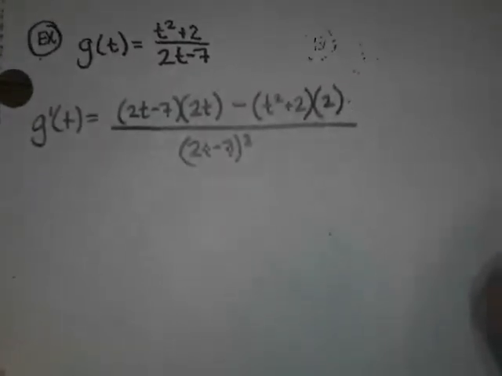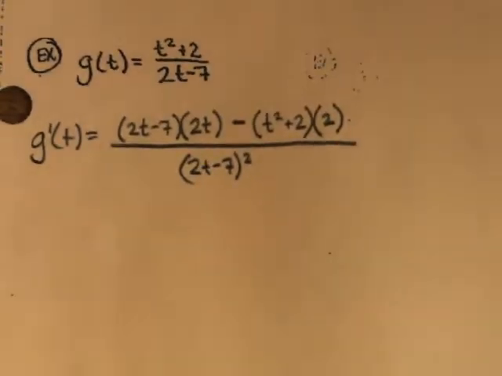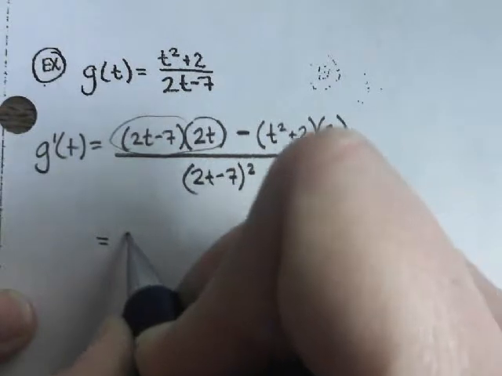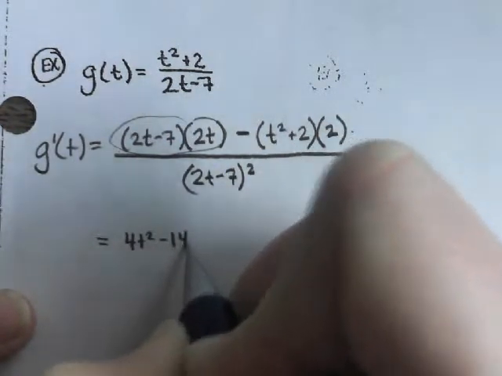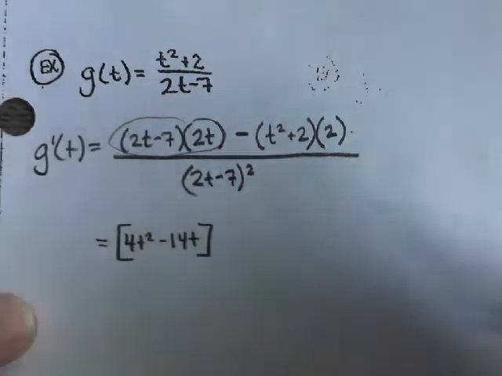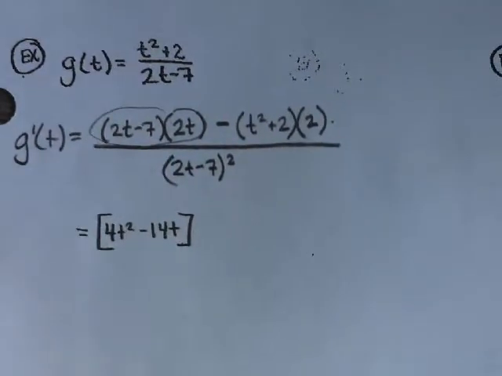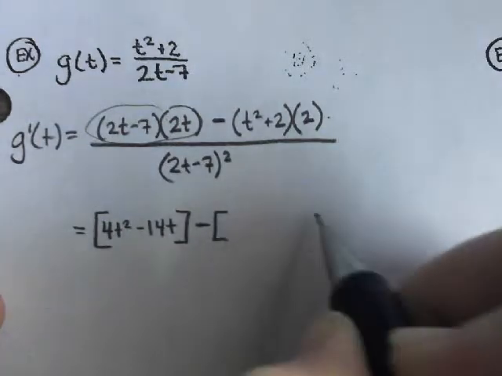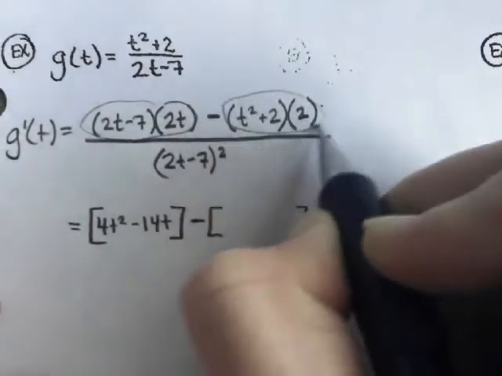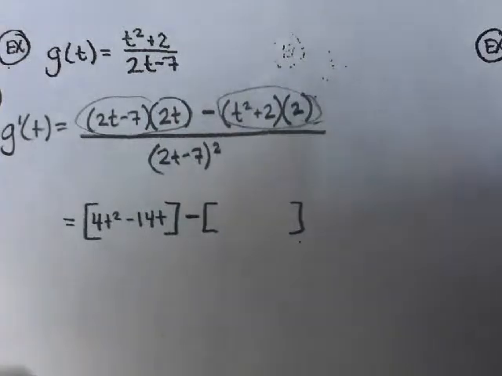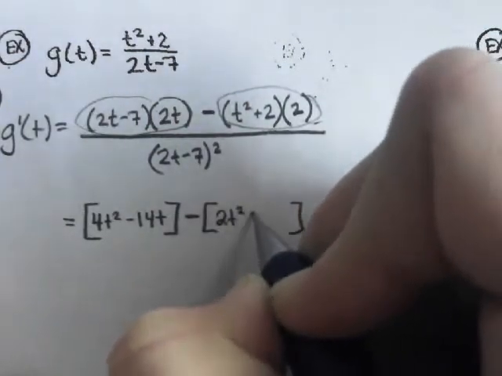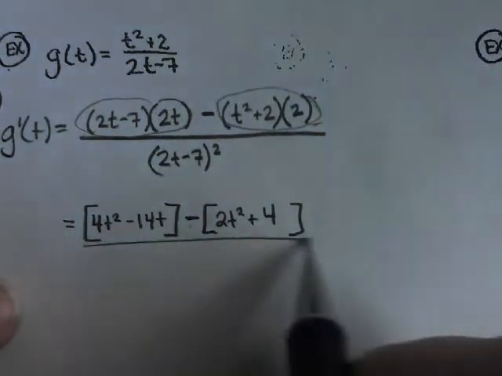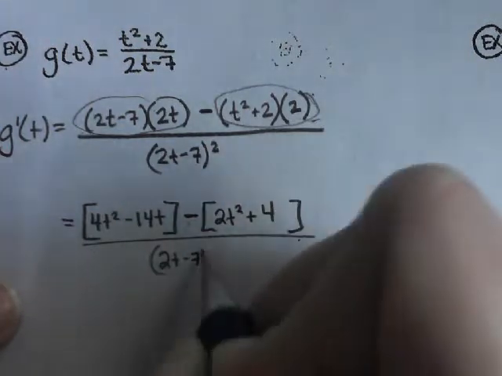Okay, so to clean this up, I'm going to distribute here, and I get 4t squared minus 14t. I'm going to keep that in brackets just for organizational purposes. I'm going to keep my minus sign a minus sign, and then I'm going to distribute my 2 as well, keeping this in brackets. Why am I definitely keeping this in brackets? Right, because I will eventually have to distribute the negative. All over, and I'm just going to leave my bottom alone for now unless I see a need to do something with it in a minute.